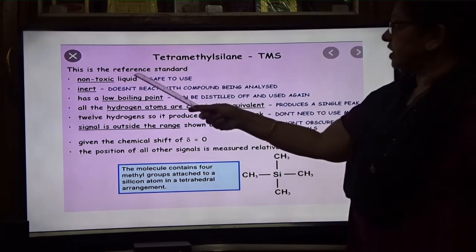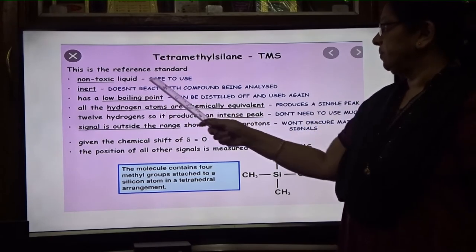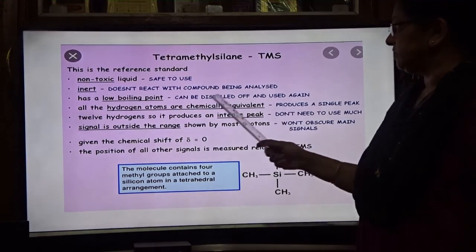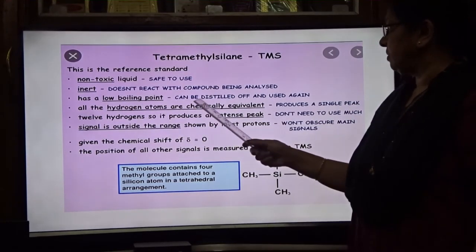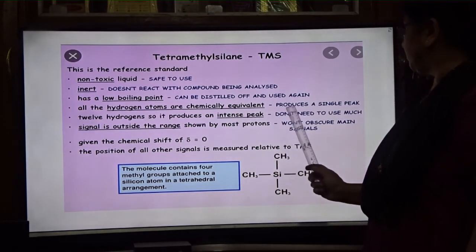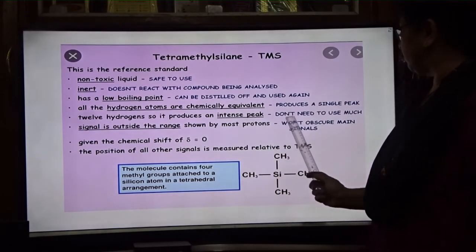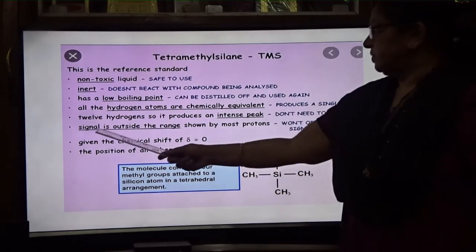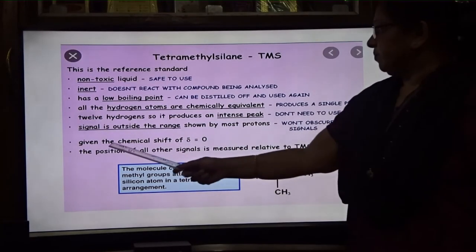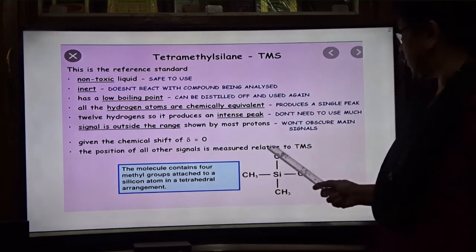Tetramethyl silane: why are we using it as a reference standard? We can also say that it is a non-toxic liquid, it is safe to use, it is inert. Inert means it does not react with the compound being analyzed. It has a low boiling point, so it can be distilled off and used again. All the hydrogen atoms are chemically equivalent and produce a single peak. 12 hydrogens, so it produces an intense peak and we don't need to use much. The signal is outside the range shown by most protons, so it won't obscure main signals. Given the chemical shift of delta equal to 0, the position of all other signals is measured relative to TMS.